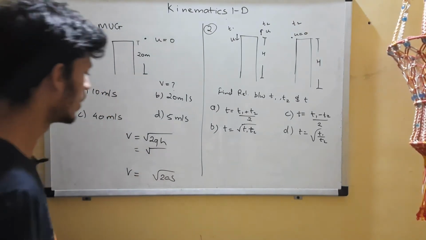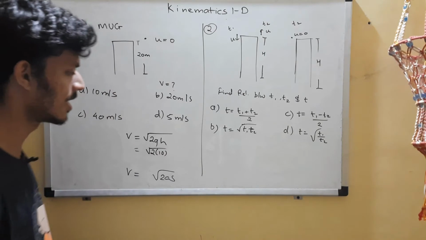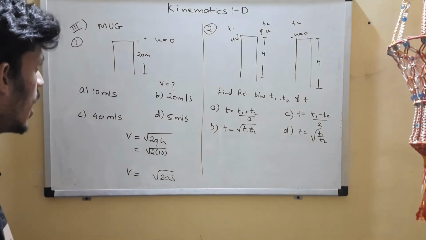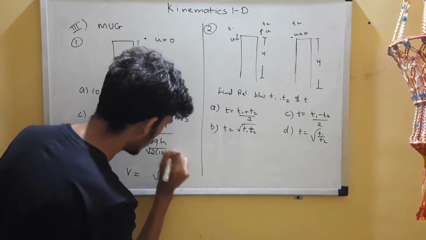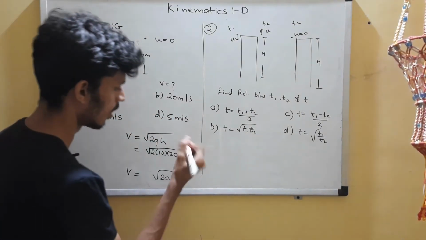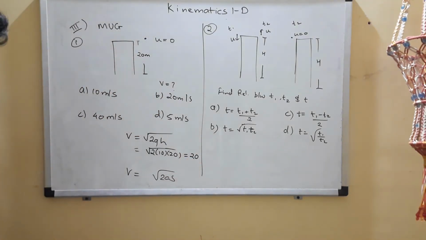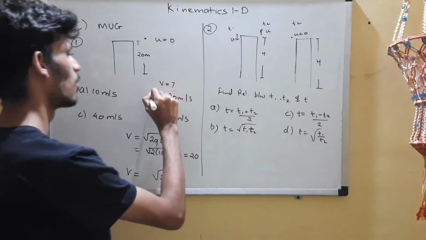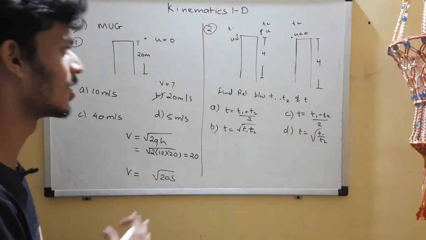So here the velocity will be given as under root of 2 into g, we can take it as 10, and the height is 20. So 2 into 10 into 20 is 400, or 20 into 20, so under root of that, you have 20. So 20 meters per second. So option B, 20 meters per second, is the correct choice over here. Anyways, this was just for fun.